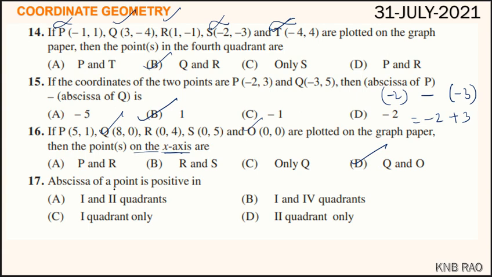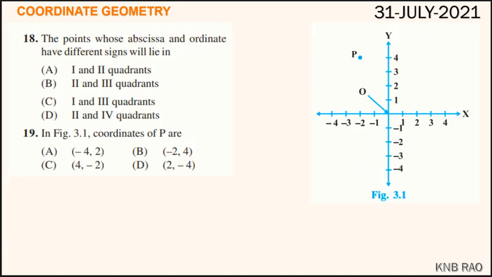17th question. Abscissa of a point is positive in first quadrant and fourth quadrant. Okay. Then moving on to the question number 18. The points whose abscissa and ordinate have different signs will lie in which quadrants? Same sign in first, same sign in third, different sign in definitely second and fourth. Second and 4th. So D is the right option.